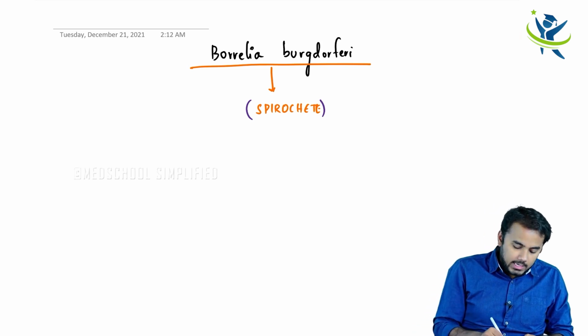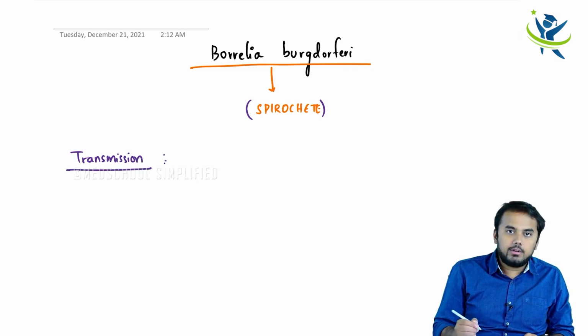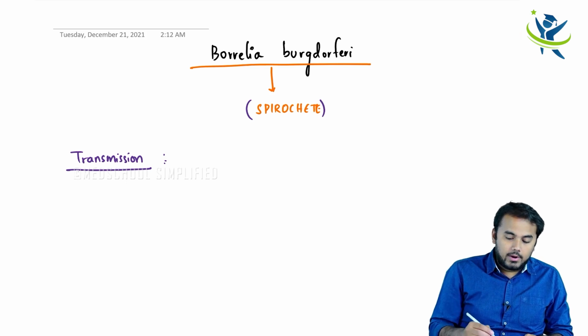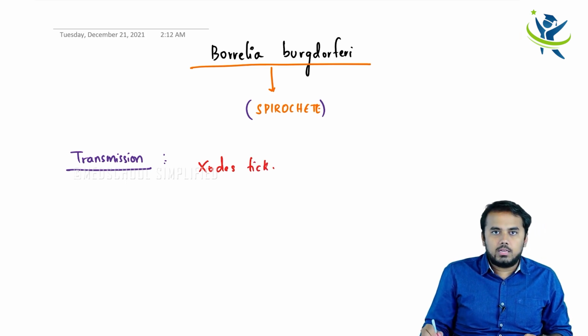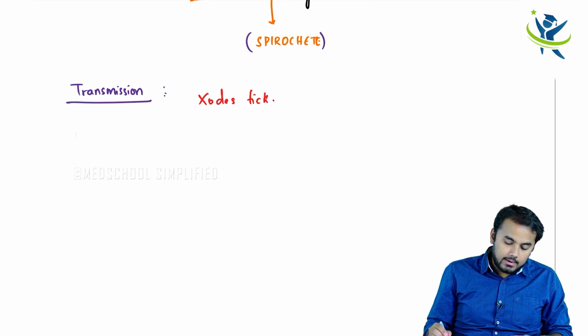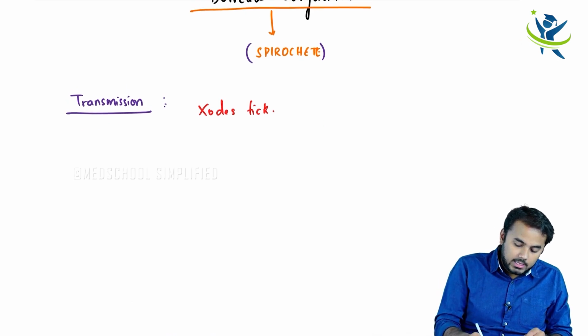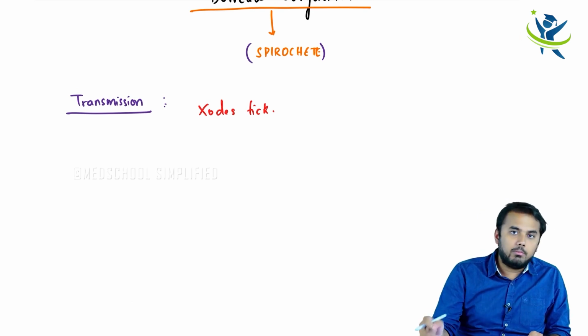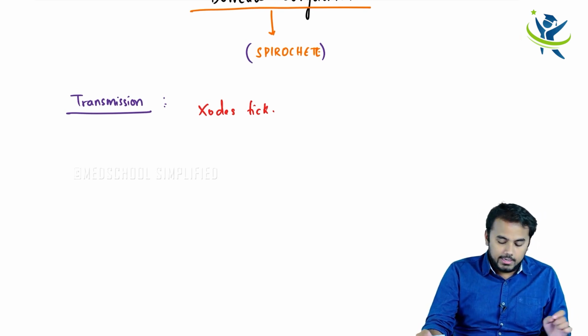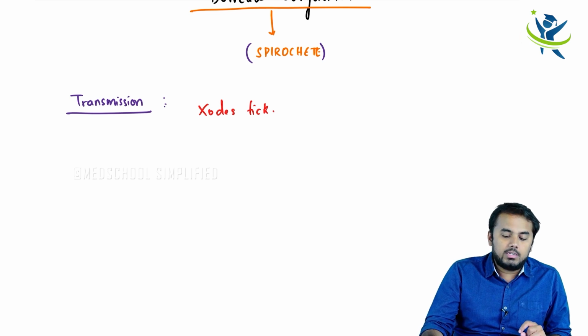So how is this basically transmitted, guys? What is the transmission route of this? It is transmitted with the help of a specific tick called Ixodes tick. And if you ask me what the basic risk factors are, when this Ixodes tick bites you, the tick bite leads to this infection, that is Borrelia burgdorferi.